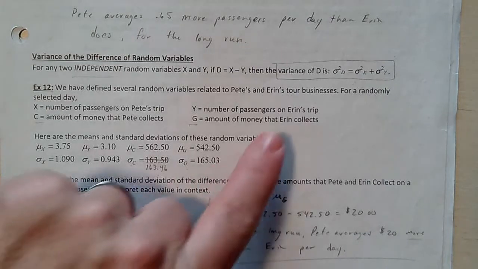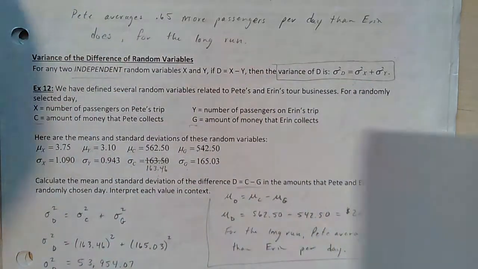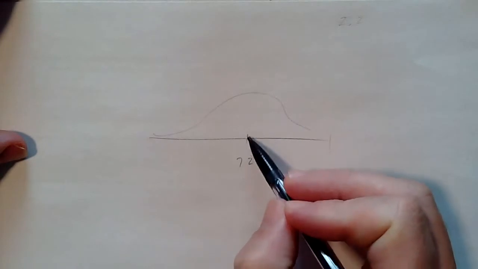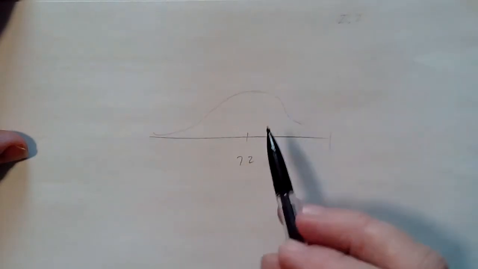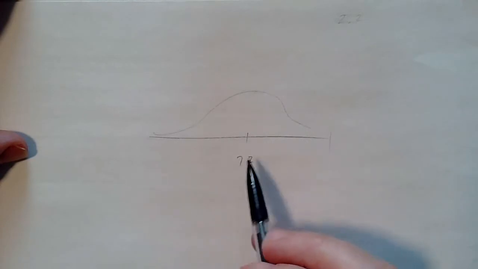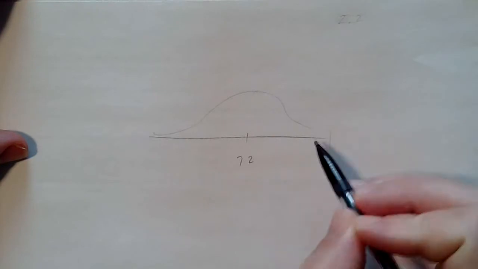All right, so now when finding the variance of the difference, you still add them. You don't subtract them. And here's why. If we go back to our height activity we did a long time ago, and say the class average was 72 inches. I think we did the males, so it's a little bit higher. When I had you guys imagine wearing 6-inch heels, the average now was at 78 inches, right?